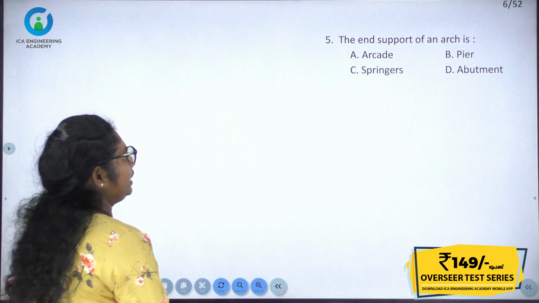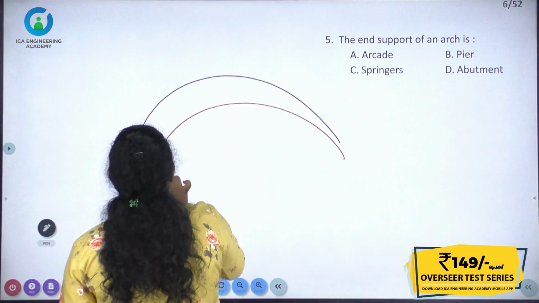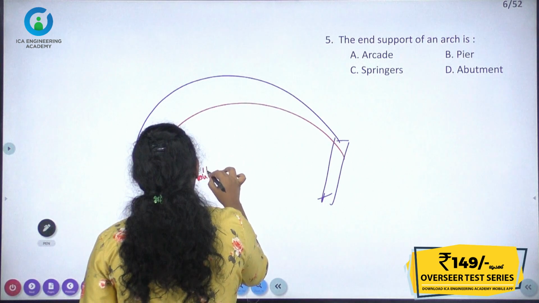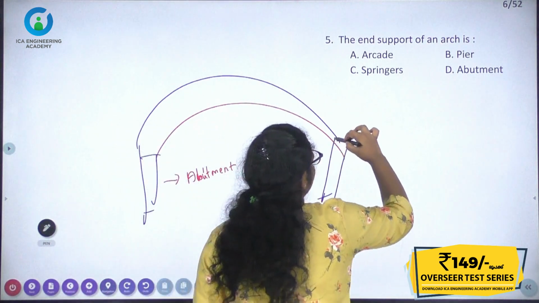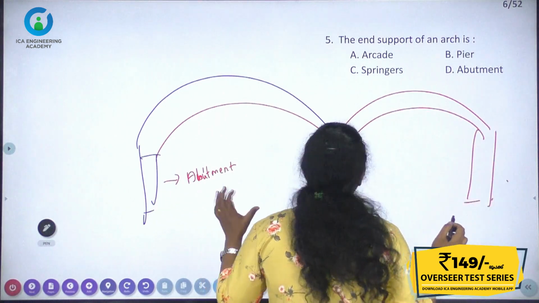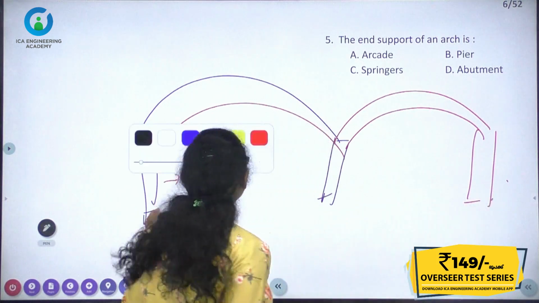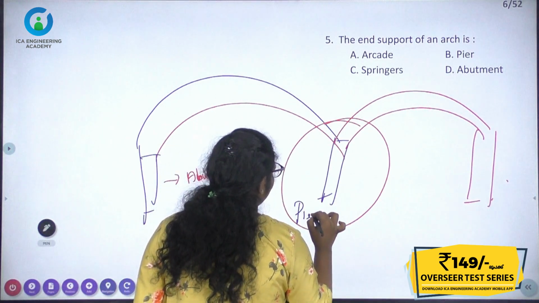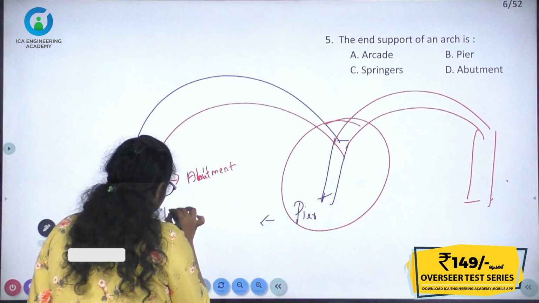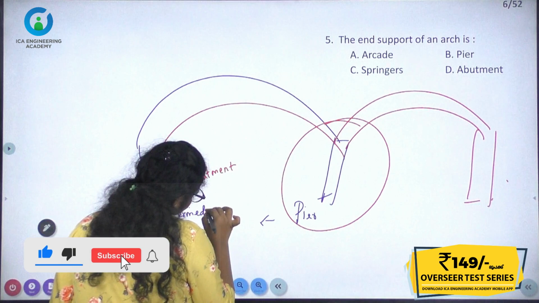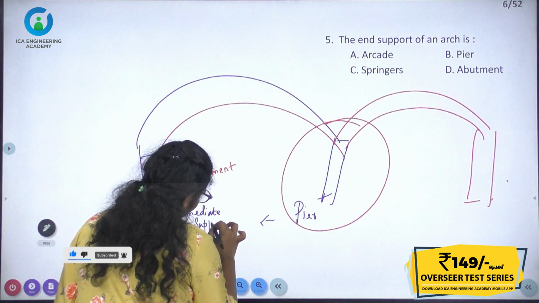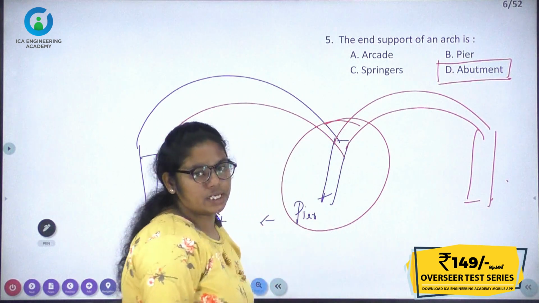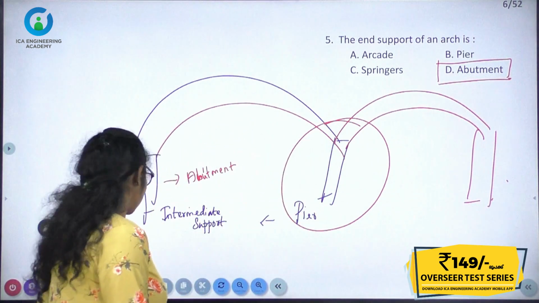Next, the end support of an arc. This is an arc, and it has an end support. This end support is called an abutment. If there is a series of arcs, these two end supports are called abutments. An intermediate support is called a pier. So the end support of an arc is an abutment, and the intermediate support is called a pier.